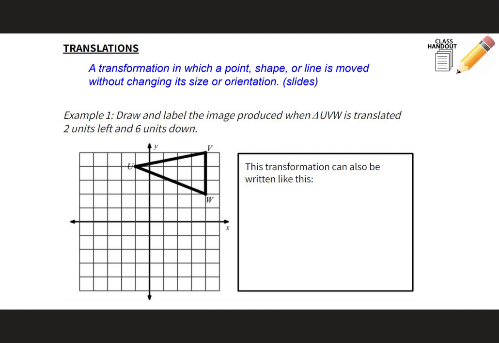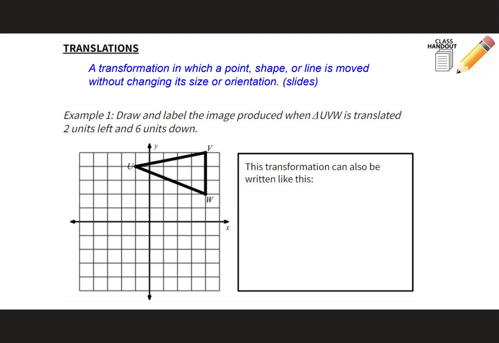So in this lesson, we're going to specifically talk about two types of rigid transformations. The first rigid transformation is called a translation. And a translation is a transformation in which a point, shape, or line is moved without changing its size or orientation. So essentially what we're doing is we're taking a figure and we're sliding it. So let's take a look at an example.